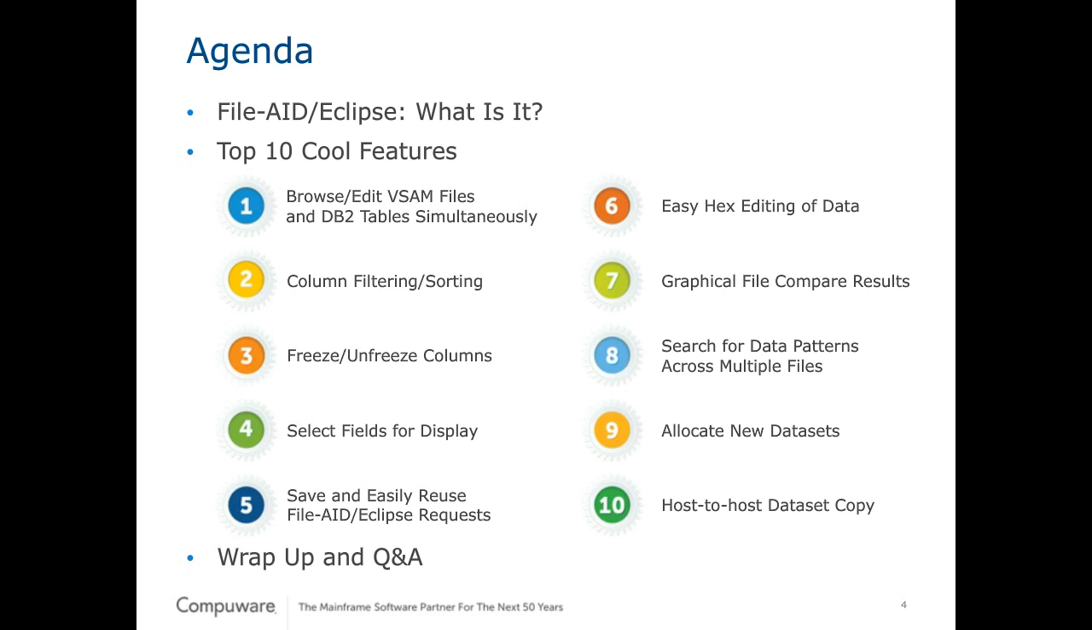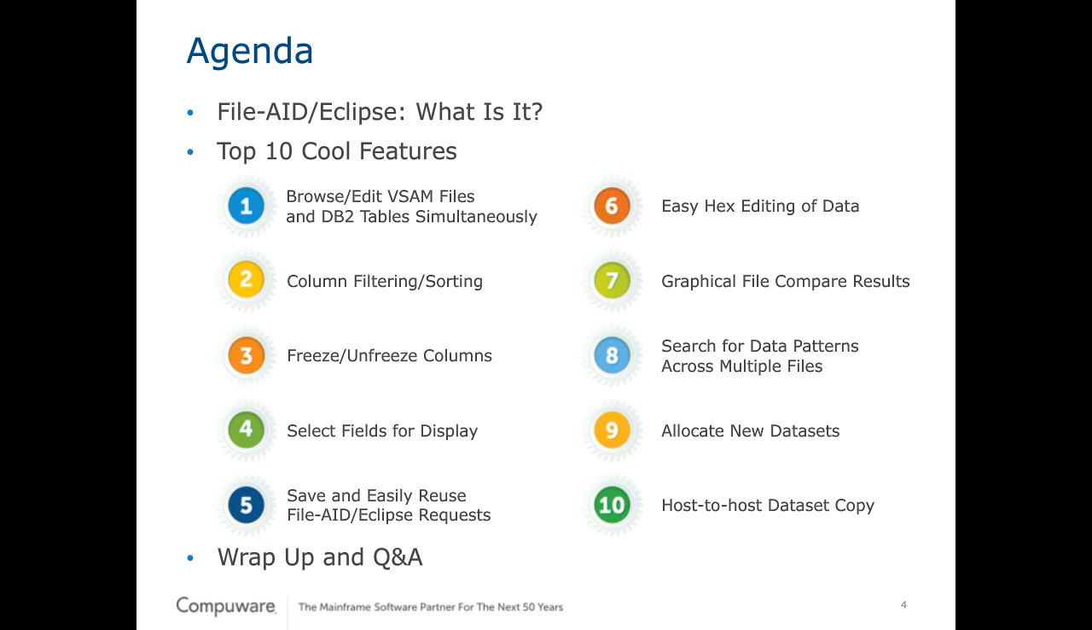Today's agenda: File-AID Eclipse, top 10 cool features. Let's go through them in order. Number 1, we can browse and edit VSAM files and DB2 tables simultaneously. We can also use column filtering and sorting to see just very specific data. We can freeze or unfreeze columns and have things stay in place on our screen. We can select just certain fields for display when in an edit or a browse. You can save and easily reuse those File-AID Eclipse requests when we're requesting what we want to edit or browse.